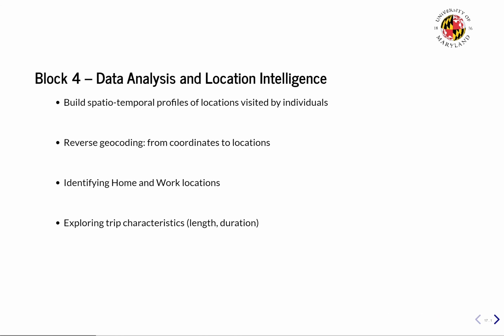In the last block, we will learn how to build a spatiotemporal profile of any location, which is denoted by a set of coordinates. We will also see how to get more information about the point indicated by a set of coordinates, that is, how to translate that into location. From this data, we will try to find out the home and work locations for the Twitter users. Lastly, we will look at certain characteristics which are linked with the trip, for example, average distance and average time.